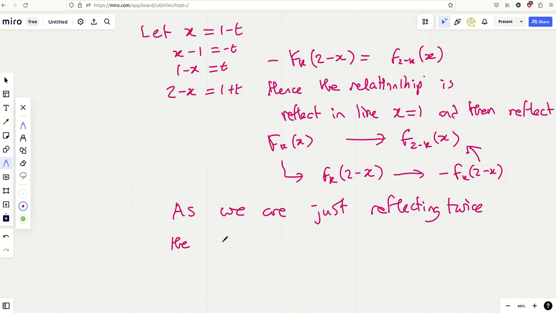The area is preserved. And A of k equals A of 2 minus k. Yeah, that's just going to be the case.